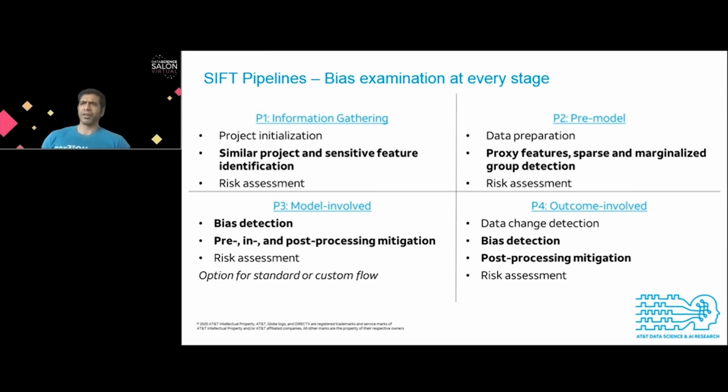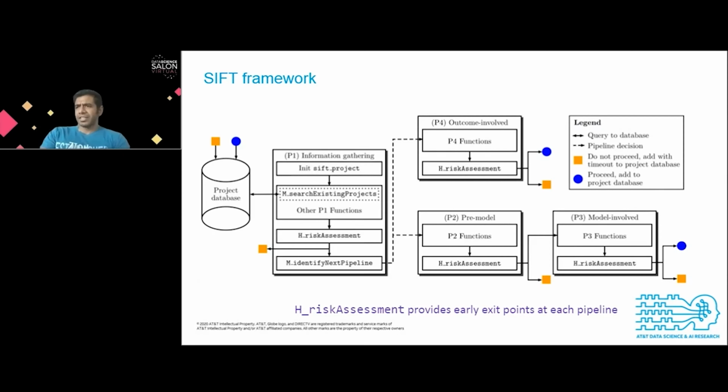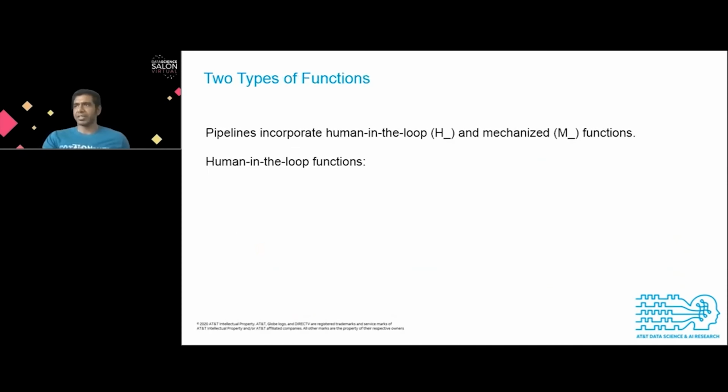Finally, this is a schematic of the SIFT framework. I'd just like to highlight that there are different functions in each of these pipelines, and some of them are marked H, some of them are marked M. These signify that this is a human level function, this is a human in the loop function, and this is a mechanized function. And as you can see, I pointed out the risk assessment steps in each of the pipelines, which are at the end of each of the pipelines. And if you don't wish to proceed in human risk assessment, you can just stop right there.